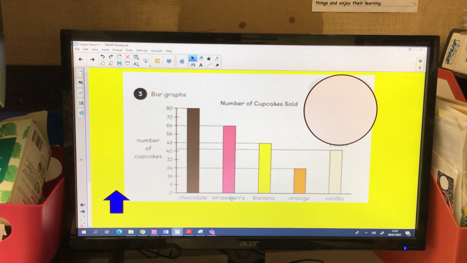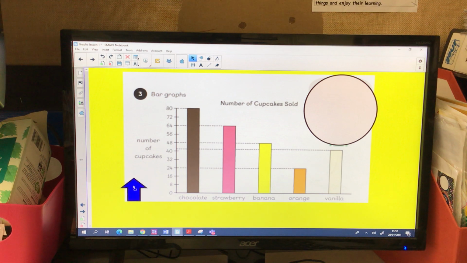Along the bottom, equally placed, so they're not all squished up together, we've got chocolate, strawberry, banana, orange and vanilla. And going up the side here, we've got what we call our scale, and you can see the person who's drawn this graph has decided their scale is going up in 8. It's our 8 times table. Look, children, 8, 16, 24, 32, 40, all the way up to 80.